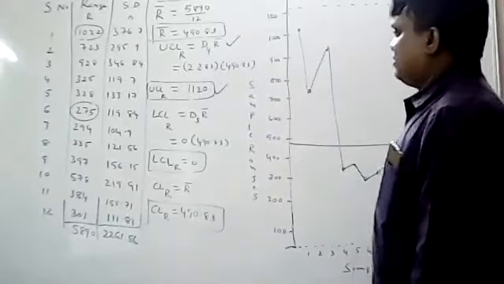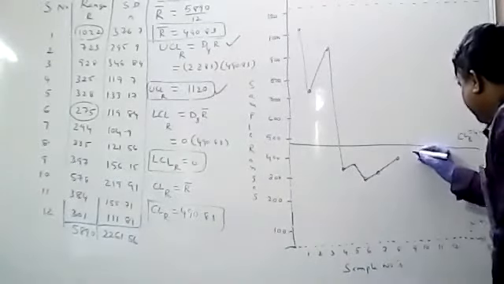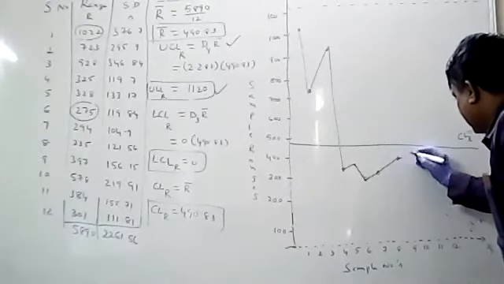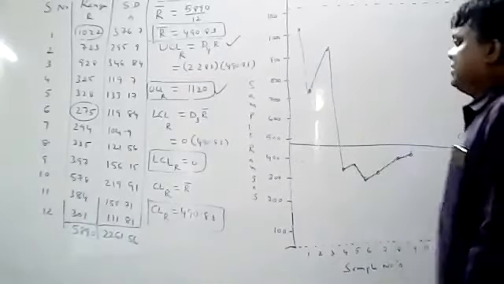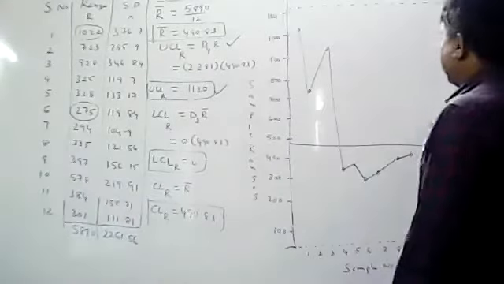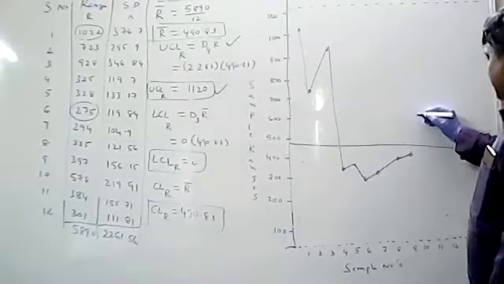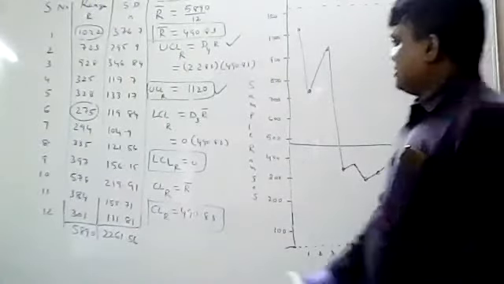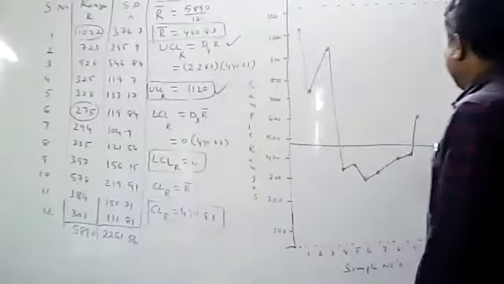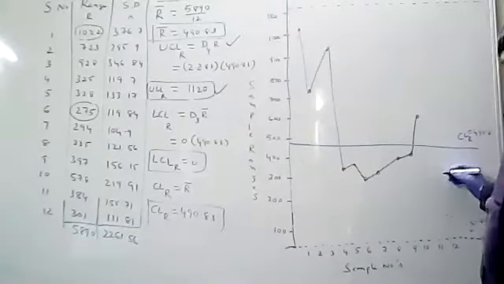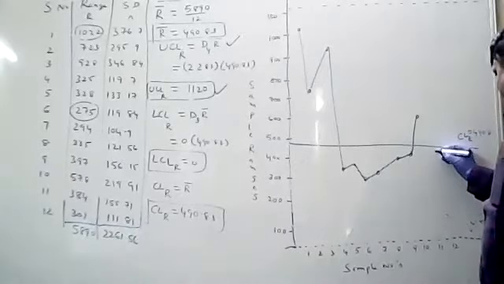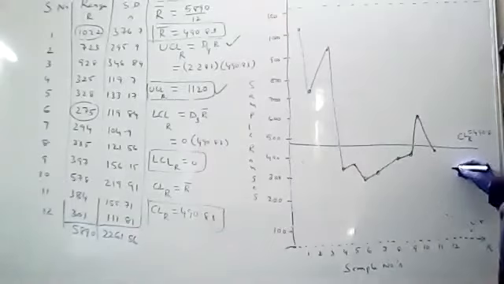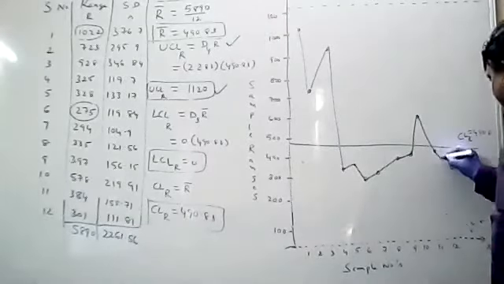Next, the ninth sample is 397. Roughly you can identify 397. Then the 10th sample is 578. And the 11th sample? The 11th sample is 384. Roughly you can identify 384. And now the last sample is 301.